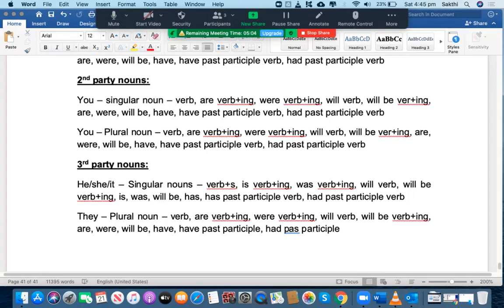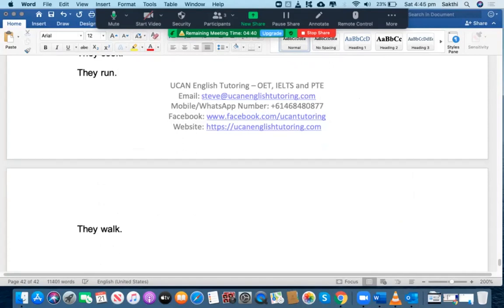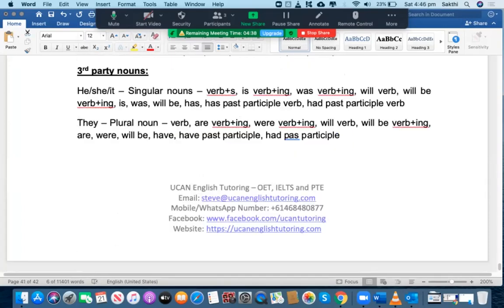And the other thing is, for each form, say for example, for "they" and then a verb, you need to write 5 sentences. For instance, I'll tell you here. For example, you can say "they cook," and then "they run," and then the next one would be, for example, "they walk." Similarly, you need to write down 5 sentences for each noun and verb combination.